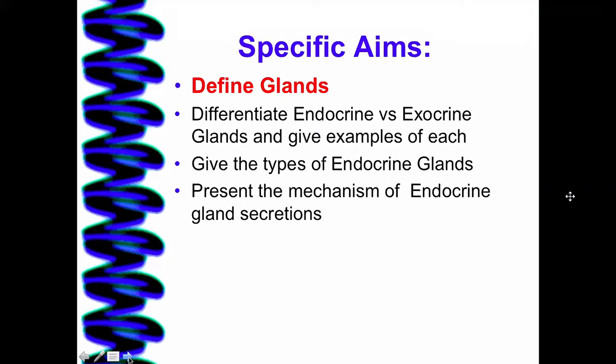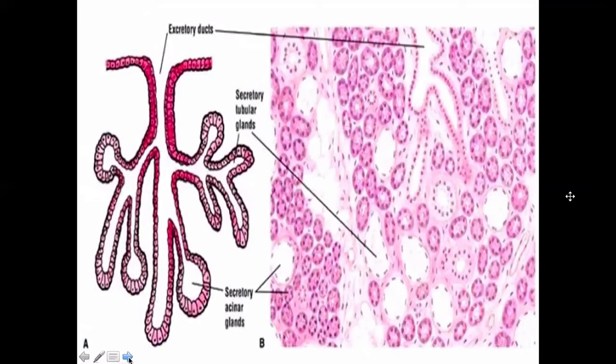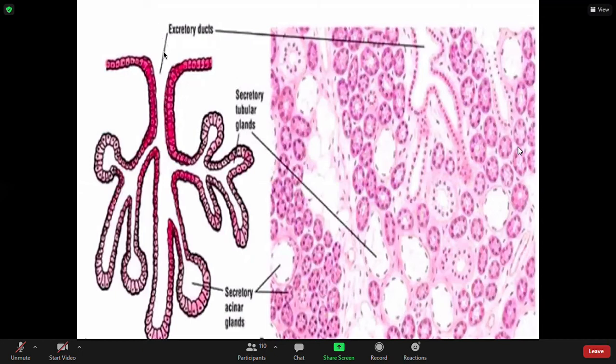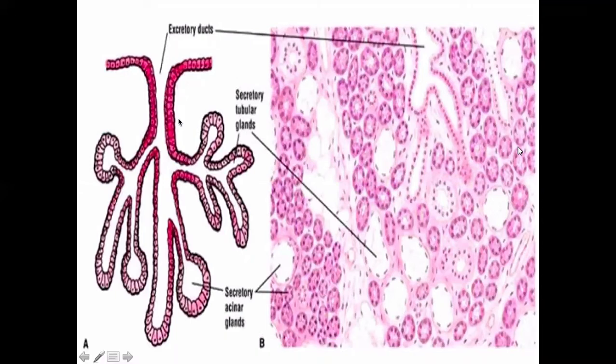Okay. So number one specific aim is that we need to define glands. So what are glands? If you look at this structure, this comprises a good picture of a gland. A gland must have two components: the secretory portion and the excretory portion, or the secretory tubular component of glands and the excretory ducts.